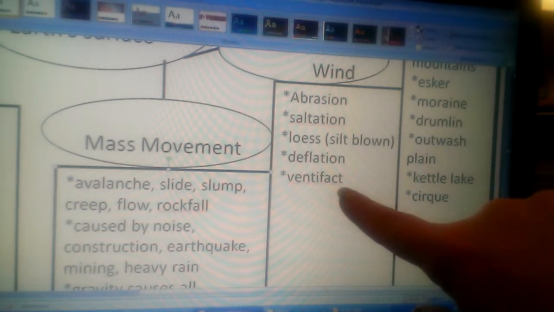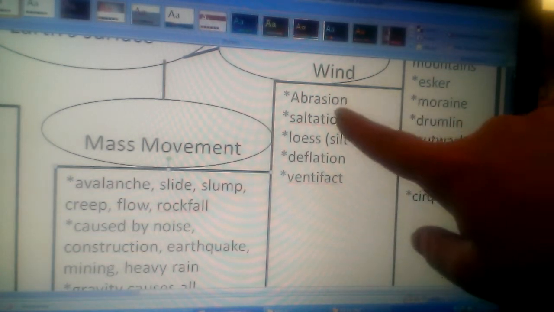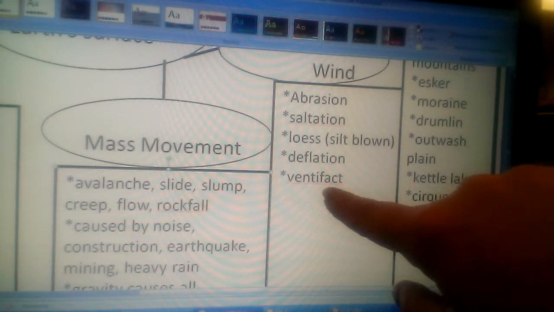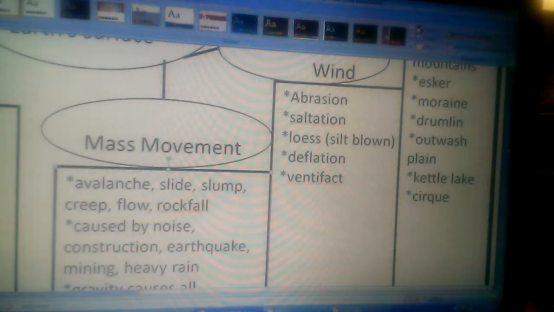A ventifact would be a rock that was shaped by that abrasion we talked about up here. So those wind-blown sediments shape the rock, and that makes a ventifact. And that's pretty much all you need to know about wind that we haven't already talked about.